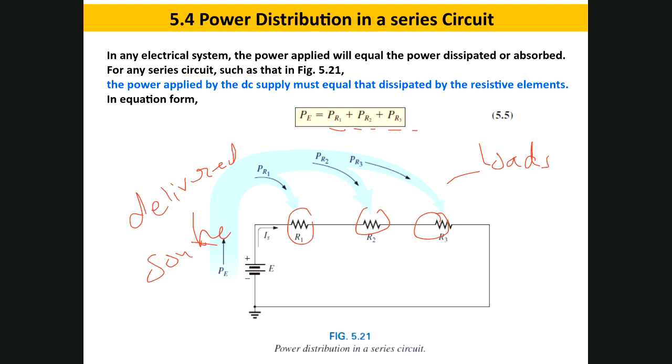Here in my note, the power applied by the DC supply must be equal to the power dissipated by the resistive elements.